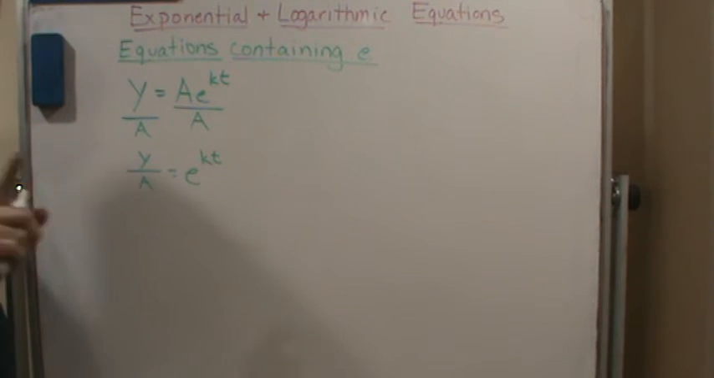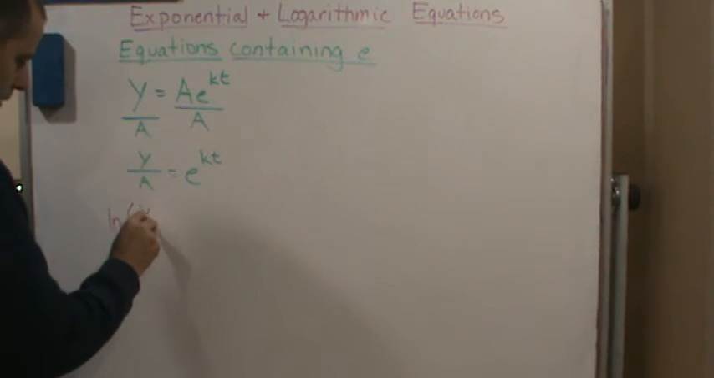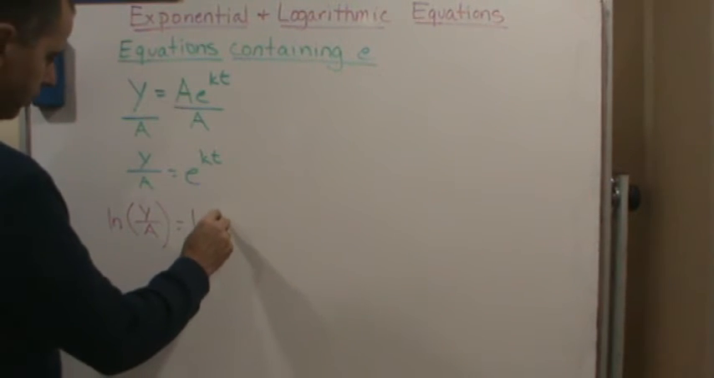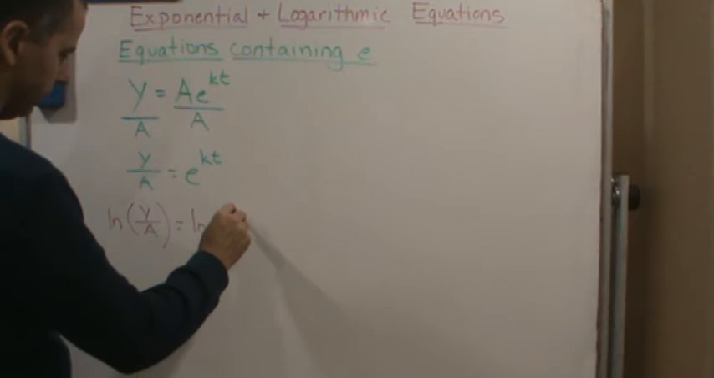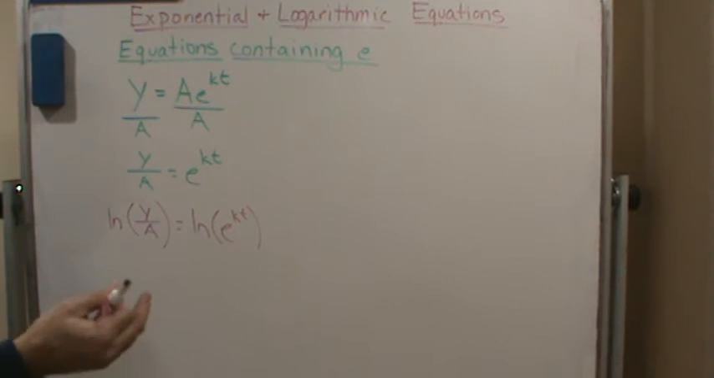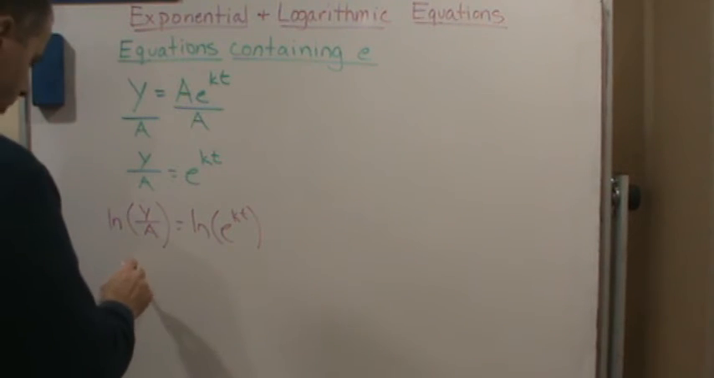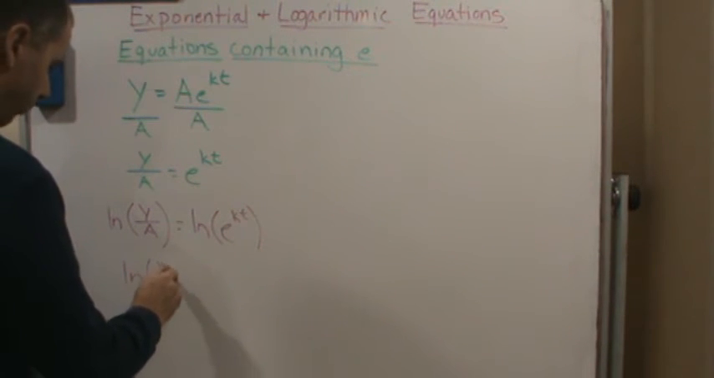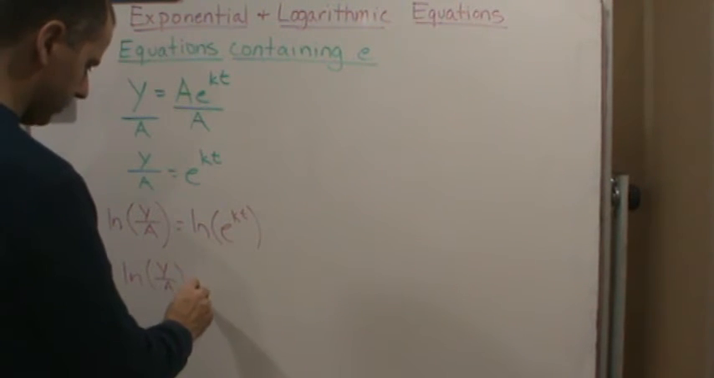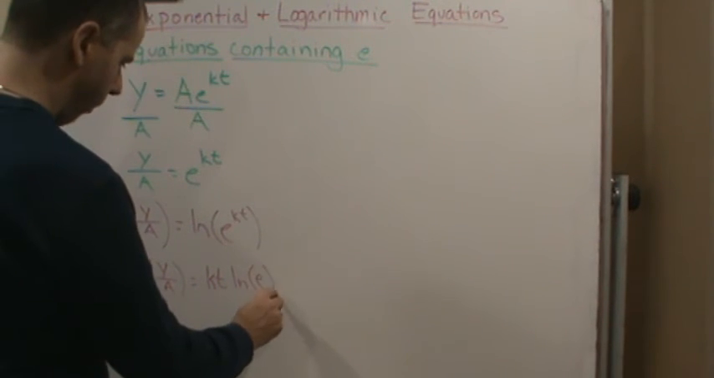So let me do it the long way. I'm going to take the natural log of y over a equals the natural log of e to the kt. Now let's use the property that we know, the power property for logs. We get the natural log of y over a, that doesn't change. Here I'm going to pull the kt out, so this is kt times the natural log of e.